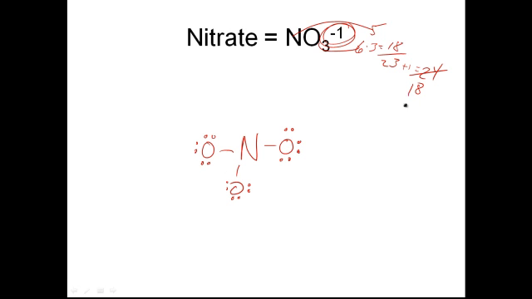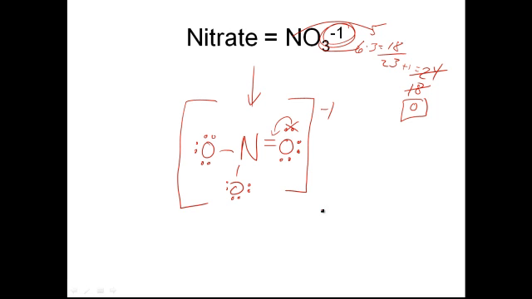6 and 6 and 6 is 18. Bank is empty, which is not a good thing for nitrogen. Nitrogen's looking and saying, I have 6, I need 8. Somebody want to give me 2 more? So eeny, meeny, miny, mo, pick a set and turn it into a double bond. This is now written correctly. And this, by the way, the shape, because there's no unshared electrons, it's trigonal planar.